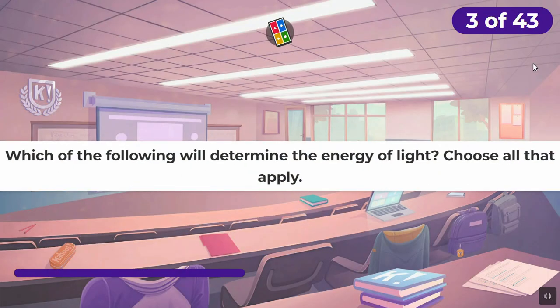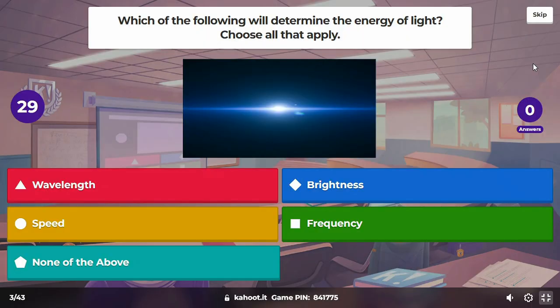So which of the following will determine the energy of a photon? So we can pick multiple choices.